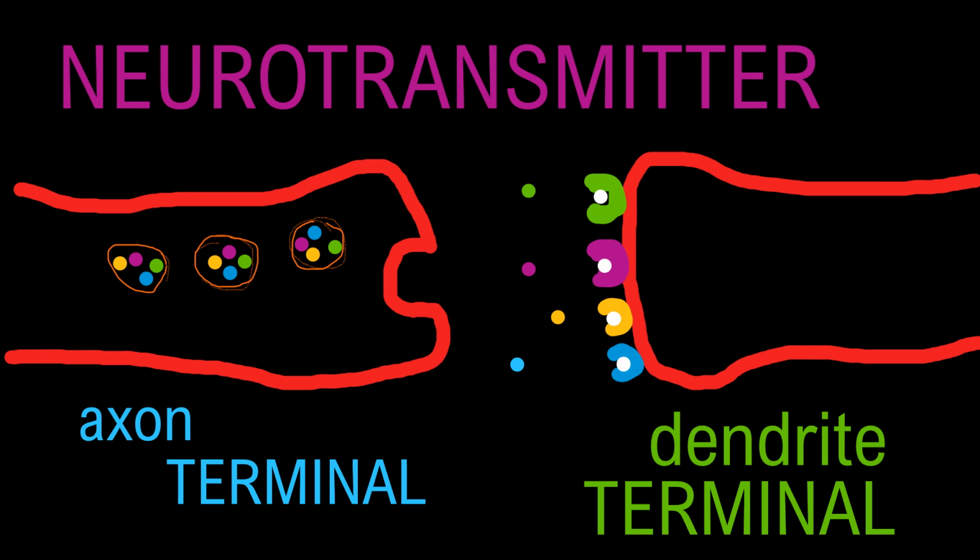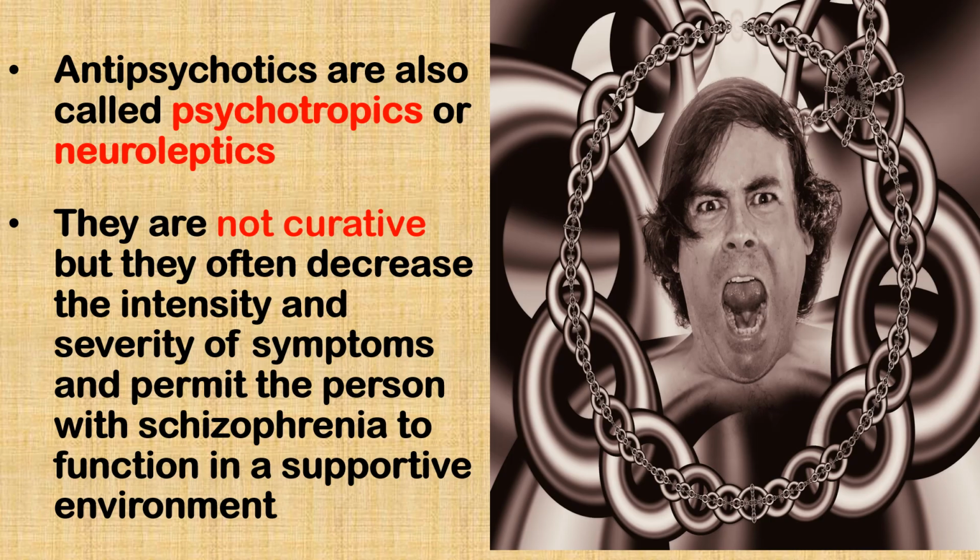In this situation, the antipsychotic and neurotransmitter molecules compete for a limited number of receptors, thereby decreasing the binding of neurotransmitters to receptors. As a result, there is a decrease in the transmission of signals. Antipsychotics are also called psychotropics or neuroleptics. They are not curative, but they often decrease the intensity and severity of symptoms and therefore permit a person with schizophrenia to function in a supportive environment.